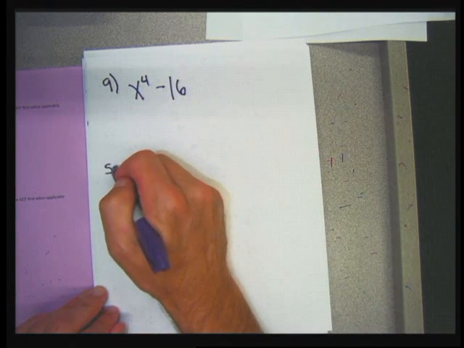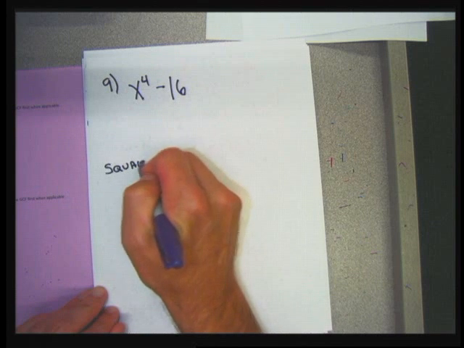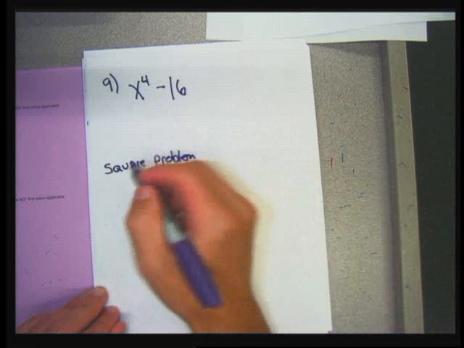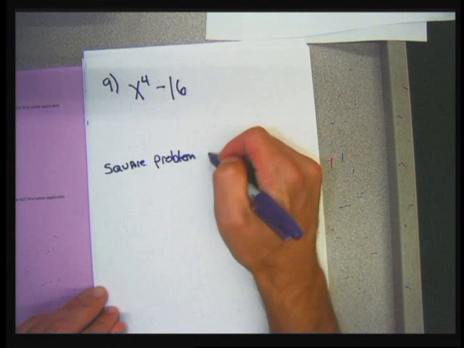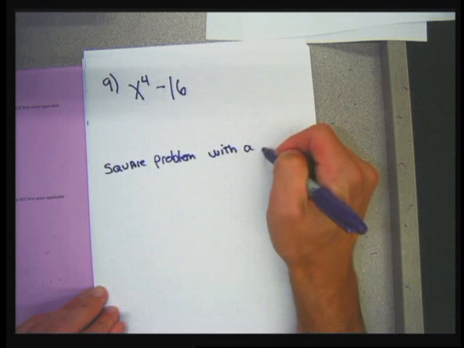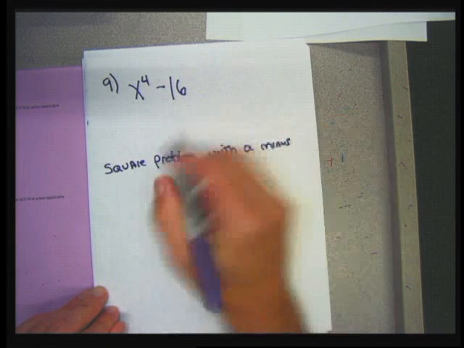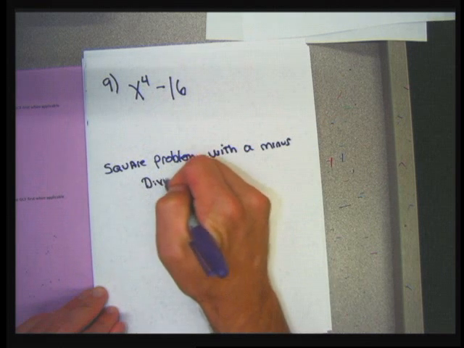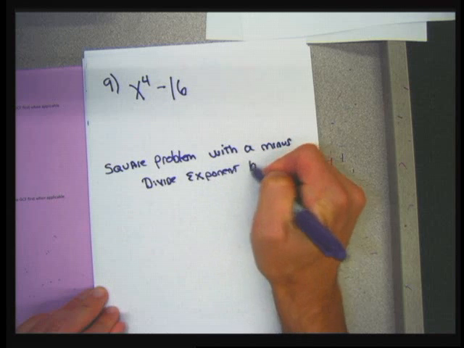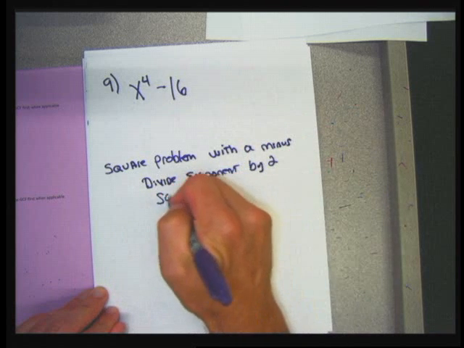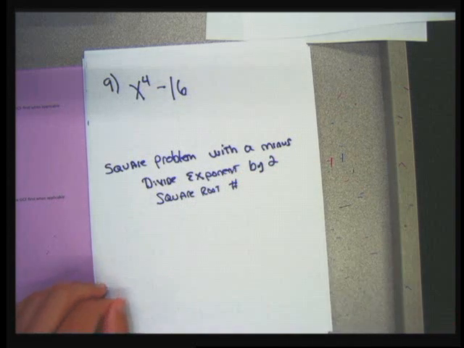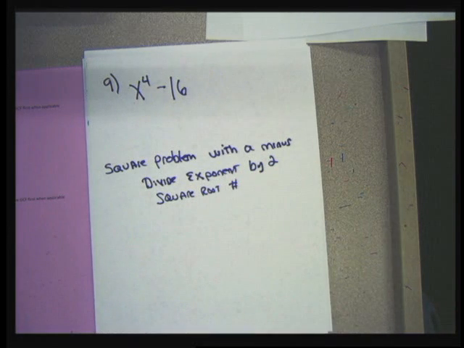So the initial problem, it's a square problem because the exponent is a 4, and 4 is a multiple of 2. And 16 is a square because it could be written as 4 times 4. So it's going to factor. And I factor by dividing the exponent by 2 and taking the square root of the number. And you get 2 essentially identical parentheses, one with a plus sign, one with a minus sign.